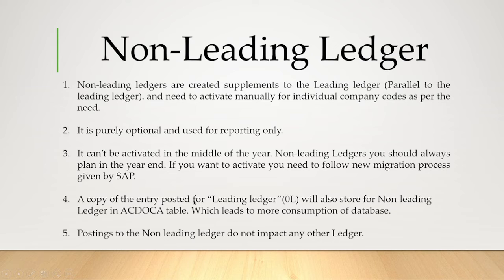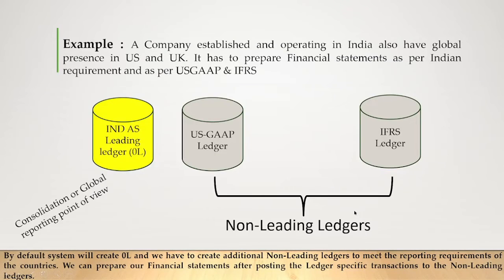A copy of the entry posted for leading ledger 0L will also be stored for the non-leading ledger in the ACDOCA table, which leads to more consumption of database. It means if you post 100 documents here in the leading ledger, the same will be copied to these two non-leading ledgers. If you have 5 non-leading ledgers, it will copy 500 duplicate entries. Like that, it will consume more database.